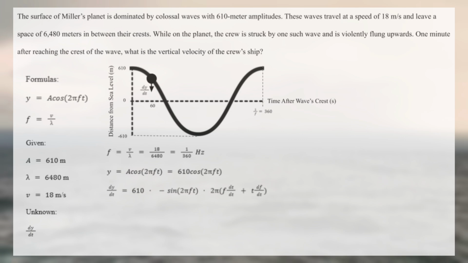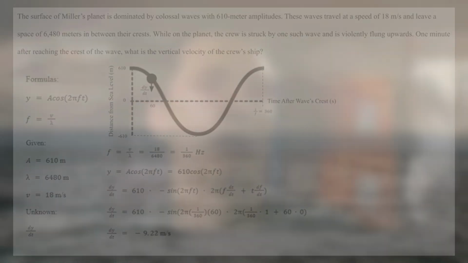Now we take its derivative and ensure that we chain the constants inside of the cosine. Once this is done, we can plug in our known values for frequency and time. In addition, we know that the change in time over the change in time will be a constant 1, and frequency does not change over time as we were given constant constituent values. So we end up with this expression, which simplifies to a vertical velocity of negative 9.22 meters per second a minute after the wave's crest strikes.